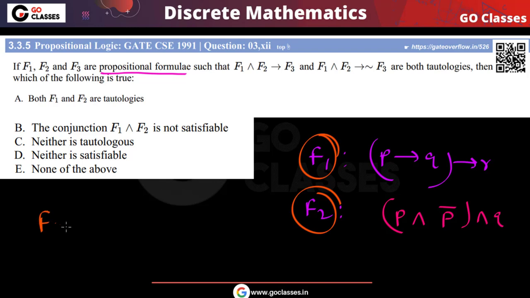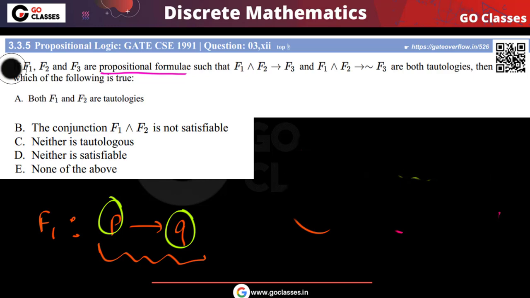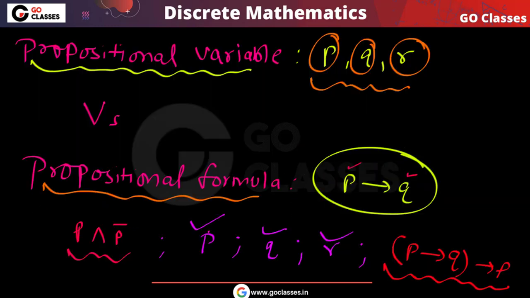For example, if you have any propositional formula like this, it uses propositional variables. These are the propositional variables it uses. For example, this propositional formula is using three propositional variables. The question says f1, f2, f3 are propositional formulas. We don't know which propositional variables they are using, but they are formulas, not propositional variables.